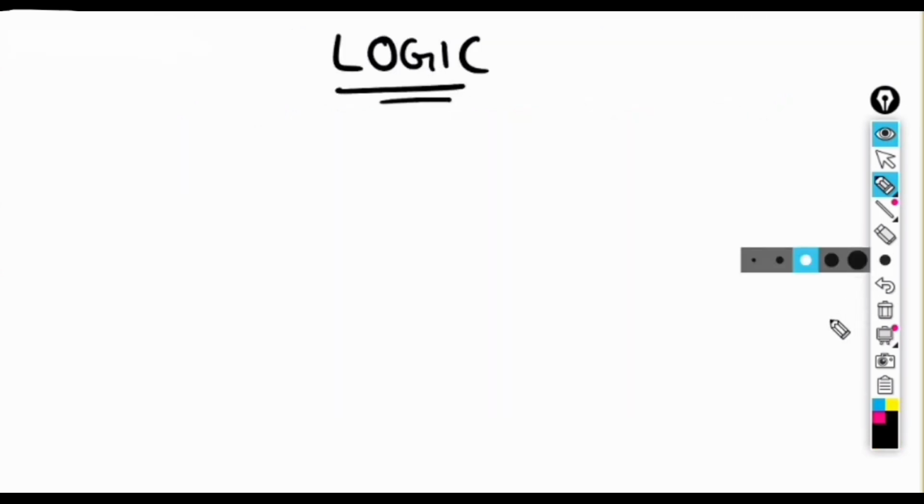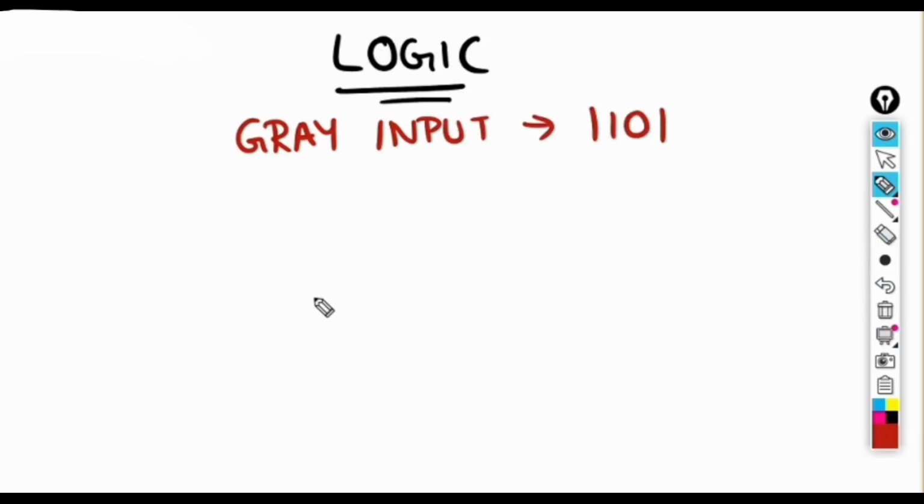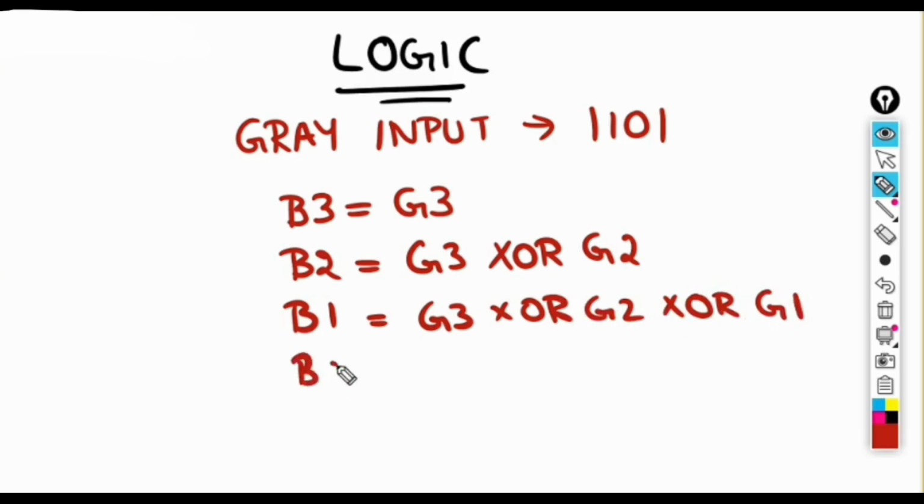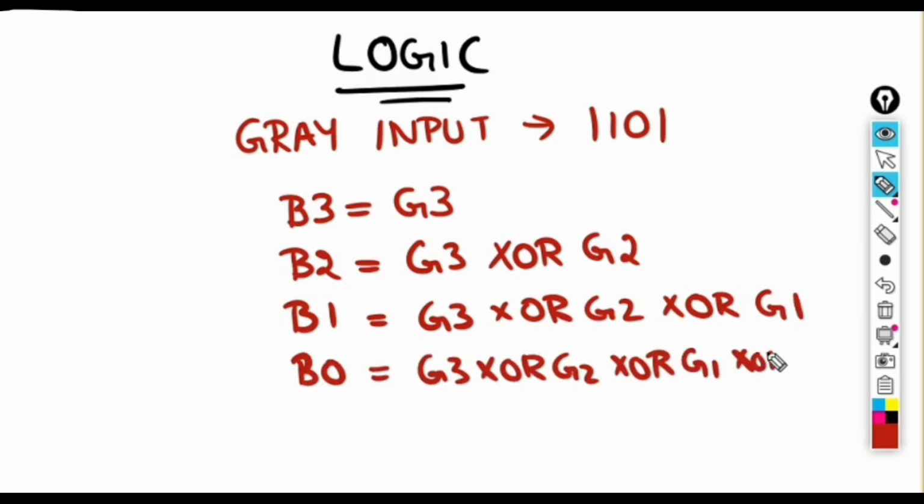Now let us understand the core logic of grey to binary. Suppose the grey input is 1101. To convert grey into binary, we use cumulative XOR logic. That is, the binary bits are generated as B3 is nothing but G3, B2 is nothing but G3 XORed with G2, B1 is nothing but G3 XORed with G2 XORed with G1, and B0 is nothing but G3 XORed with G2 XORed with G1 XORed with G0.